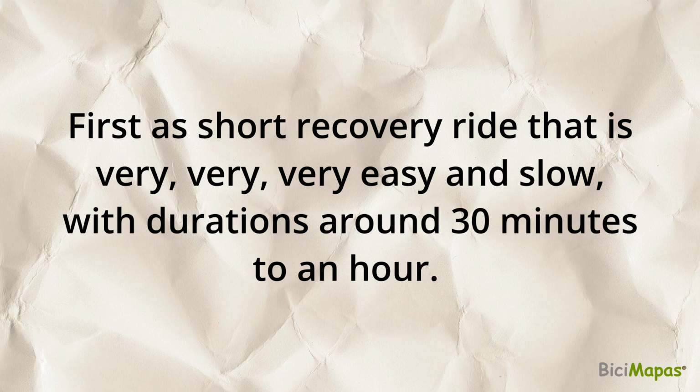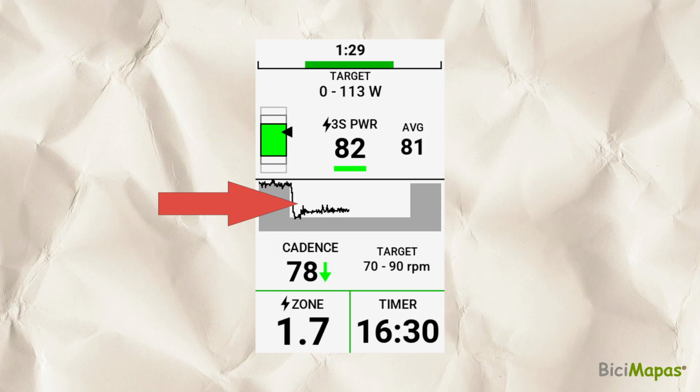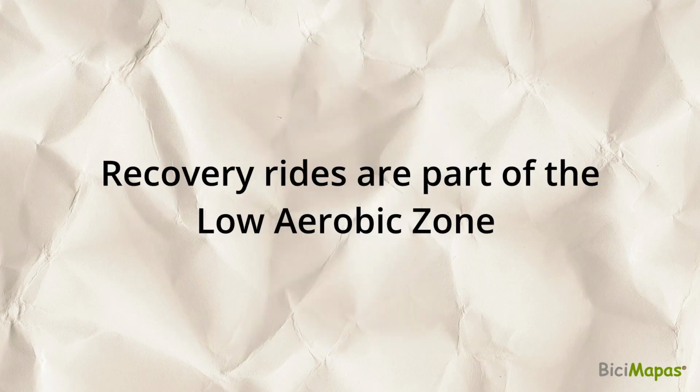First, a short recovery ride that is very easy and slow, with durations around 30 minutes to an hour. Second, rides longer than 1 hour to develop the endurance cycling ability. Third, during structured high-intensity interval workouts as rest between interval periods. Strictly speaking, they are part of the low aerobic zone that we will see next.